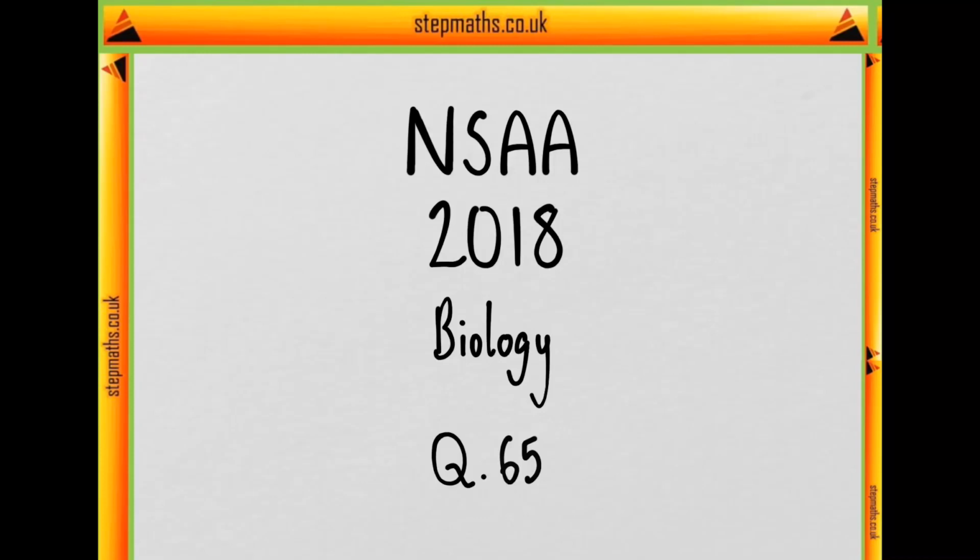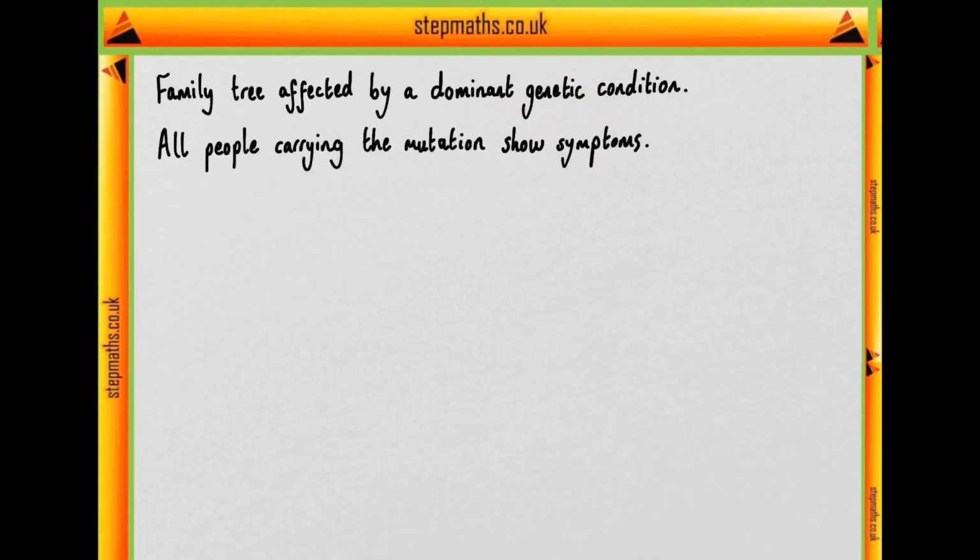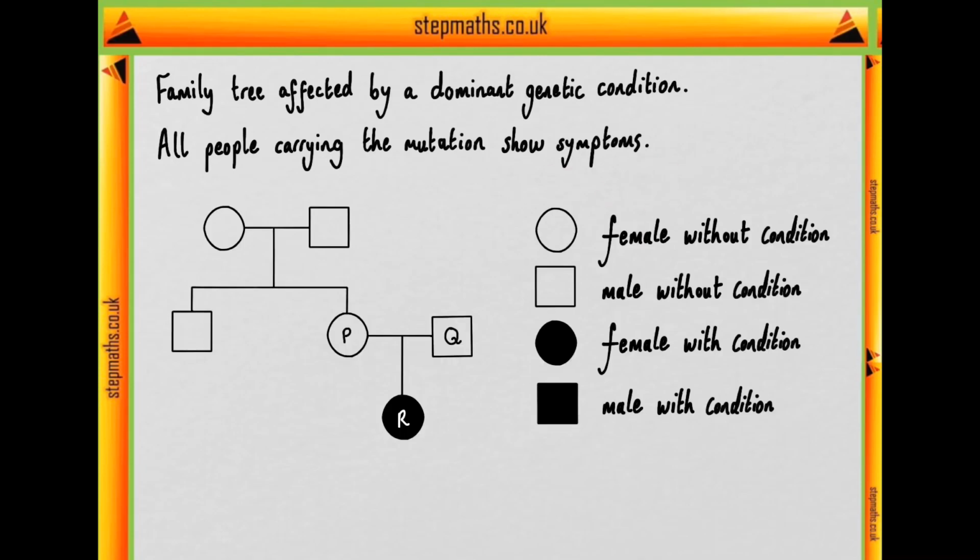This video will cover question 65 from the biology section from the 2018 NSAA paper. In this question we're told about a family tree which represents a family affected by a dominant genetic condition. And we're told that all people carrying the mutation show symptoms of the condition, which is just another way of saying it's a dominant condition, because if you have the allele, you express it.